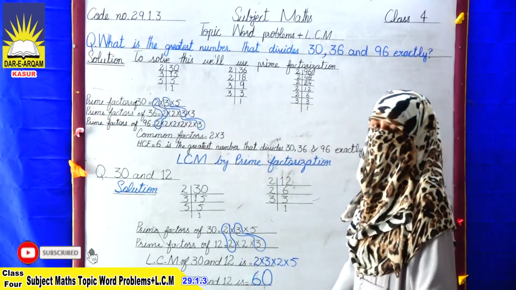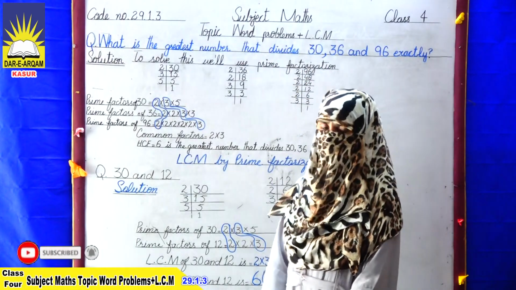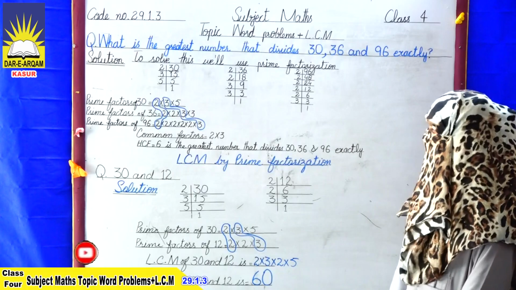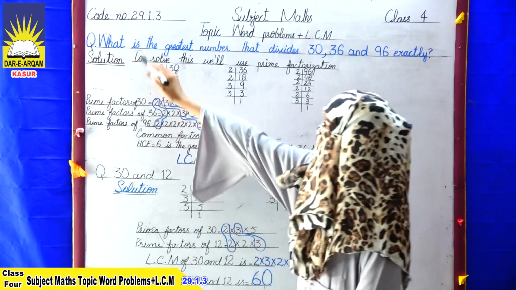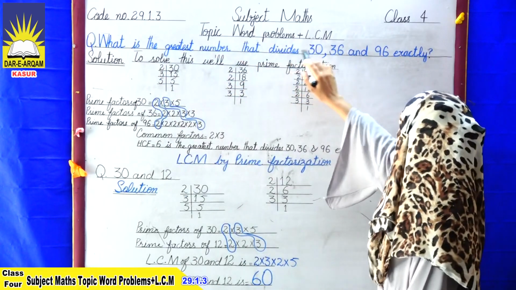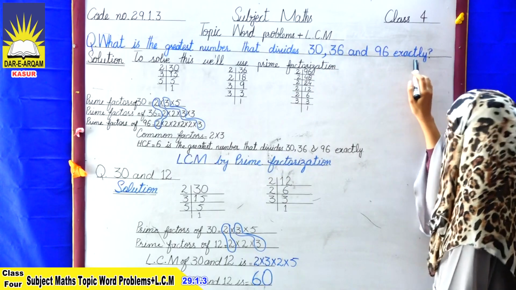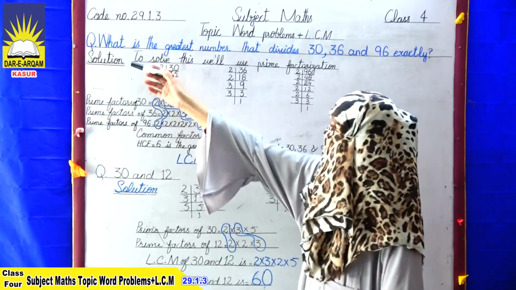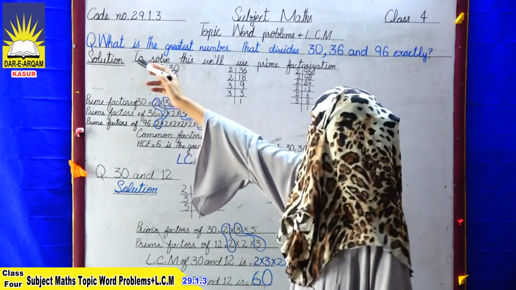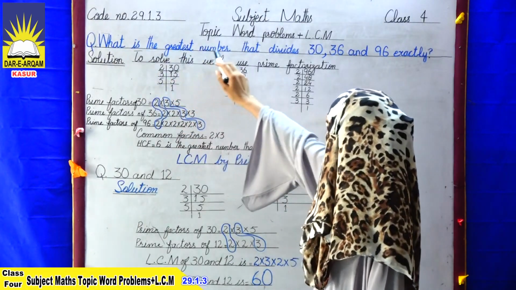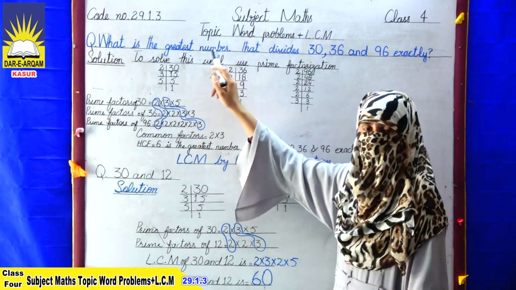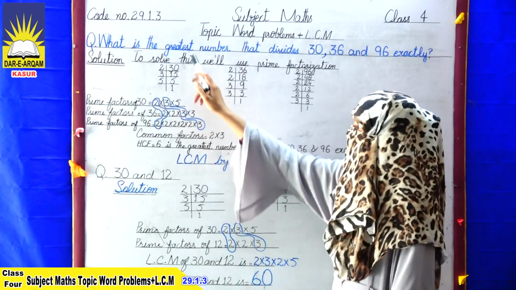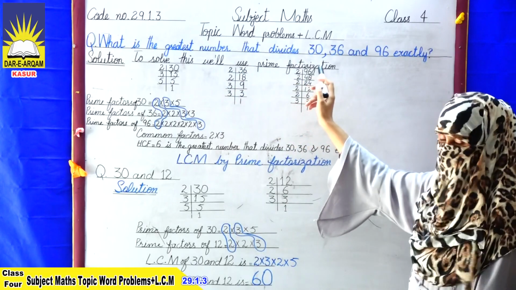Word problems. We will face different difficulties to solve word problems. Here the question is, what is the greatest number that divides 30, 36 and 96 exactly? Like in these conditions, when somebody asks you about the greatest number, the greatest number will always be HCF. For this solution, we will use the prime factorization method.